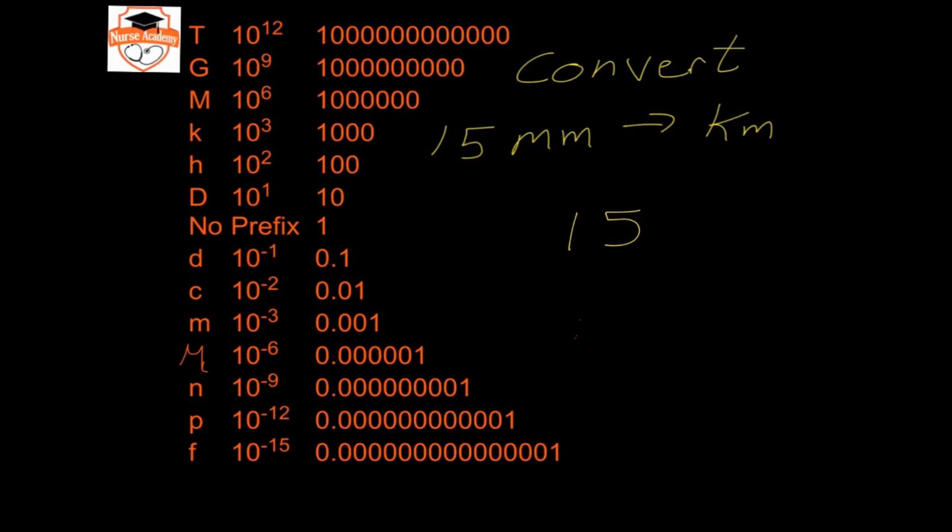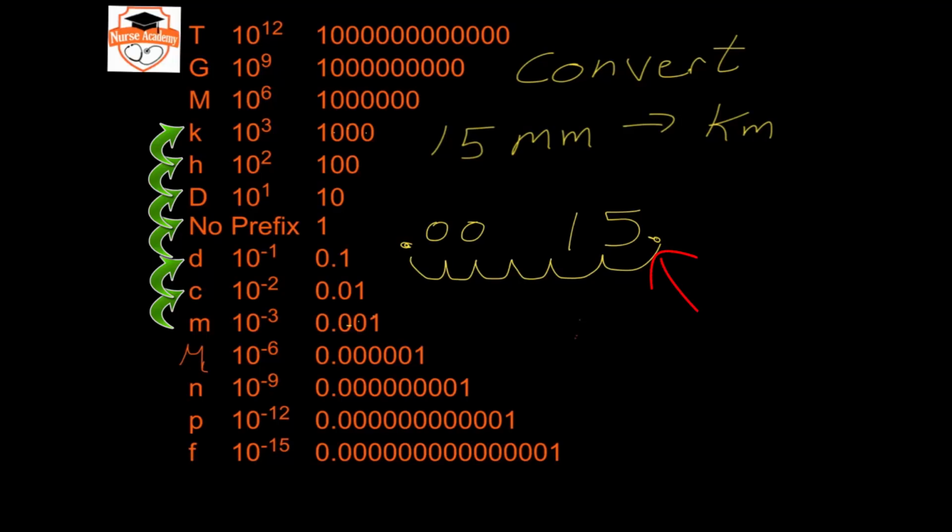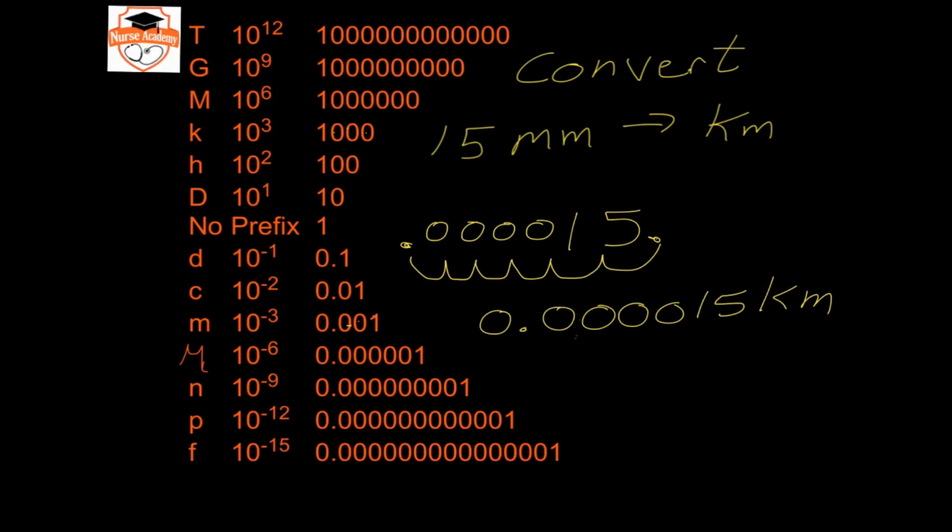That means that we'll write our 15, but instead of going to the right this time, because we're going to a larger unit, the number has to get smaller. And there's a difference of 1, 2, 3, 4, 5, 6 places. So where our decimal place originally started here, we're now going to have to move it 6 places to the left so we can get a smaller number. So the answer then is kilometers. That's the super easy way to do it.